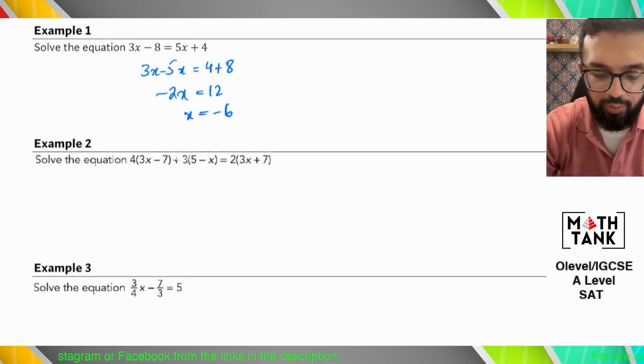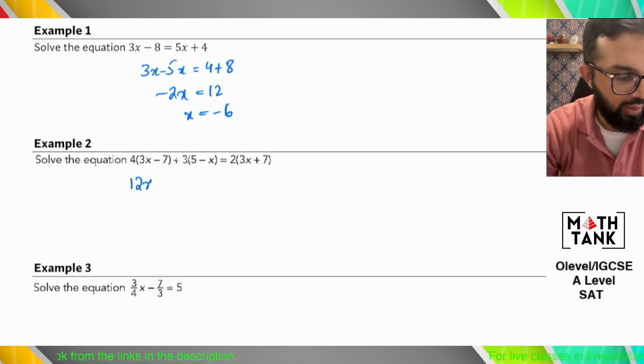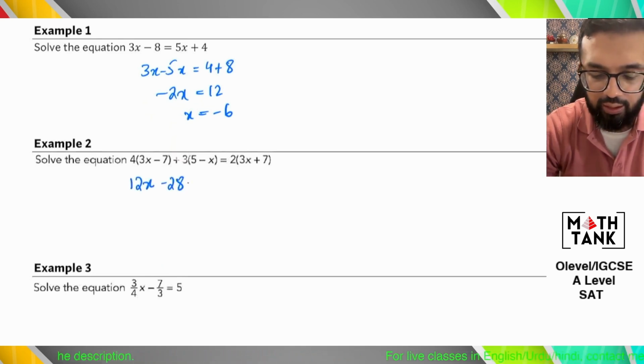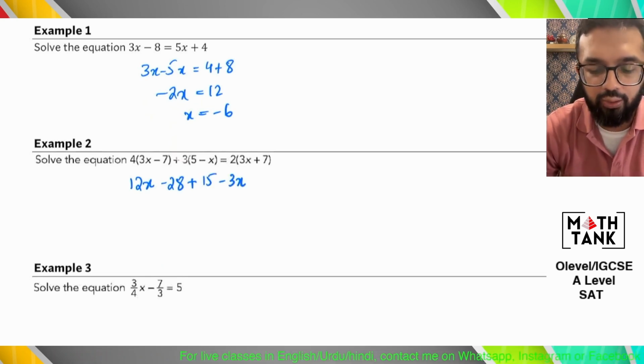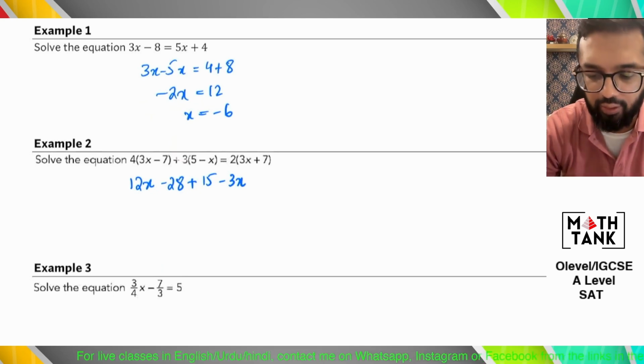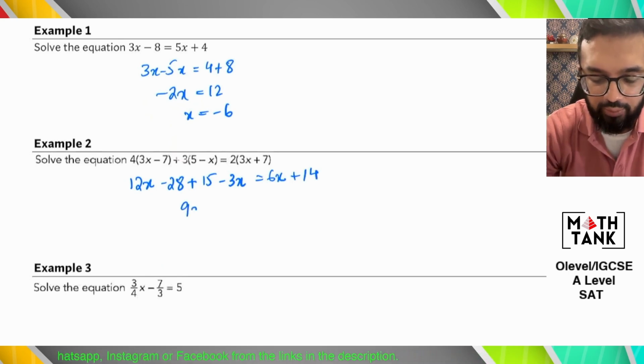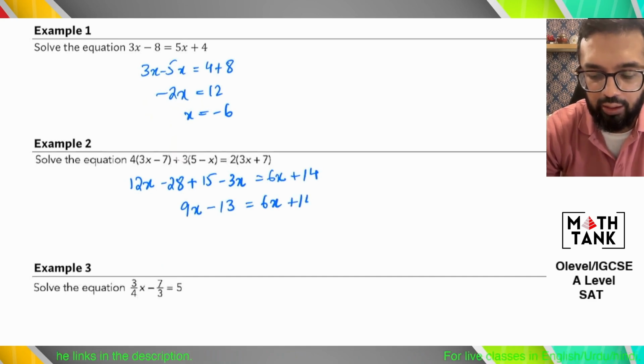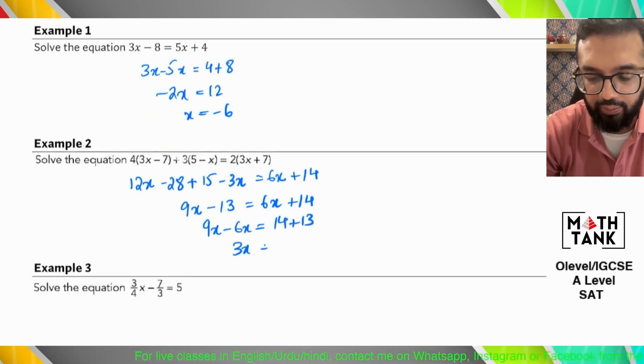Now what do I do about this? I expand the brackets. So 12x minus 28 plus 15 minus 3x. 4 times 3x and then 4 times 7. So 2 times 3x gives me 6x and 2 times 7 gives me 14. Now there's lots of addition and subtraction on the individual sides only, so I'm going to first do that and then merge it with the other side. So now 9x minus 6x equals 14 plus 13. So 3x equals 27 and x is therefore equal to 9.